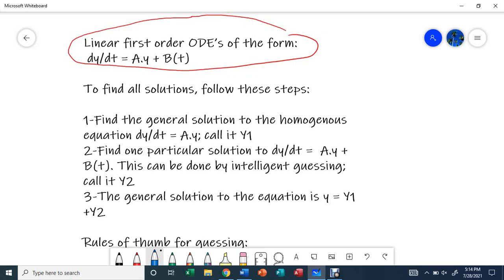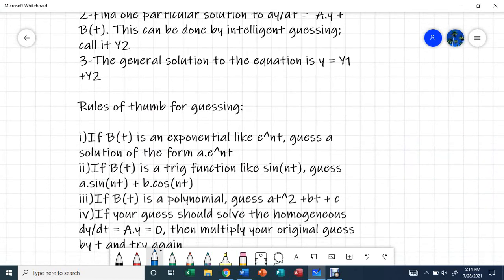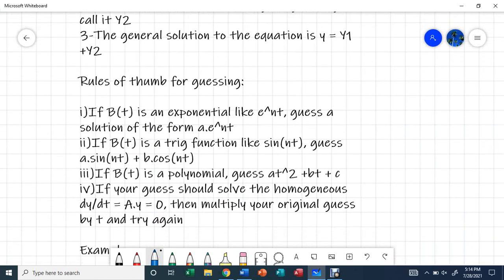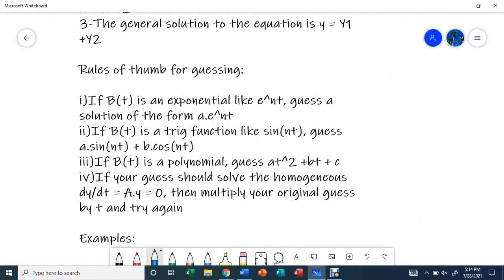Now let's see how you can come up with a good guess for your particular solution to the equation. Let's go through the rules of thumb of guessing, depending on four cases. The first case, if your b(t) is an exponential function like e to the nt, your guess should be in the form of a times e to the nt.